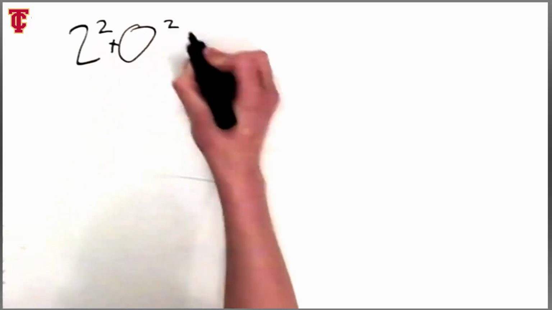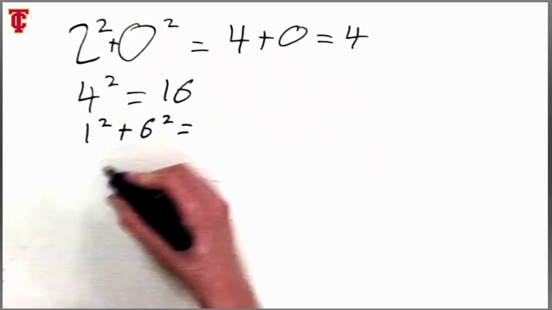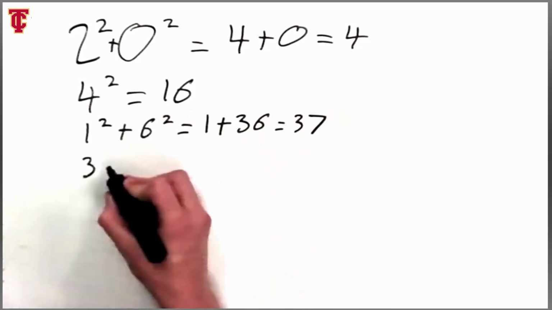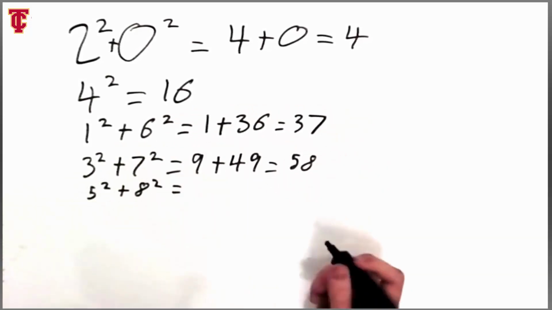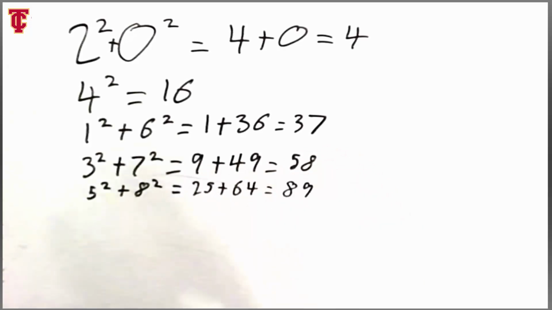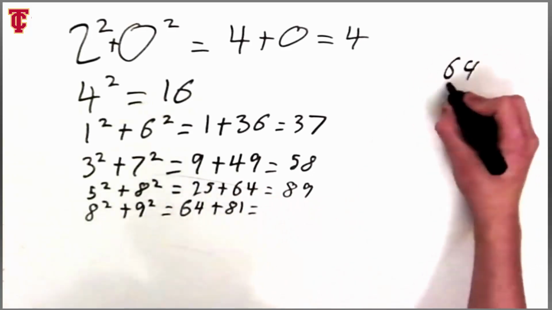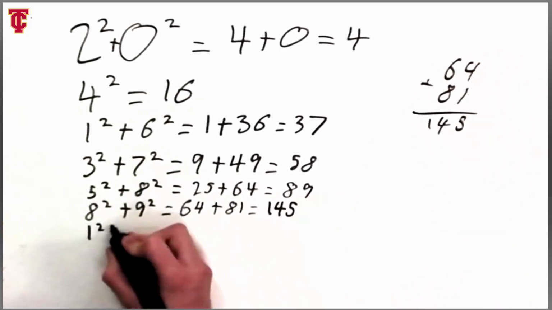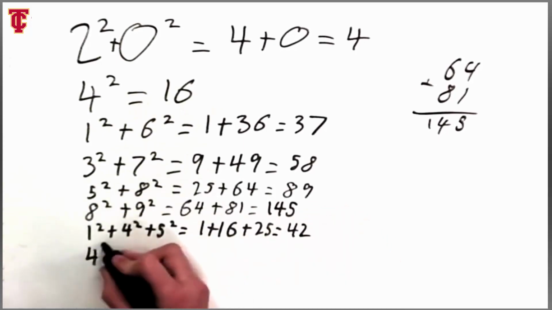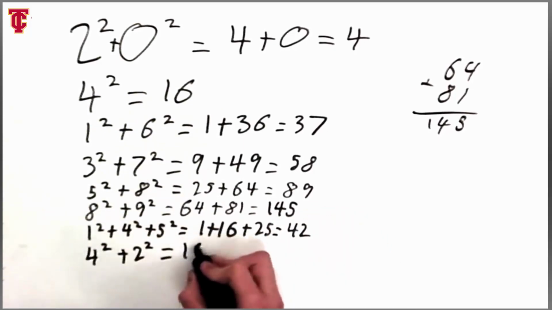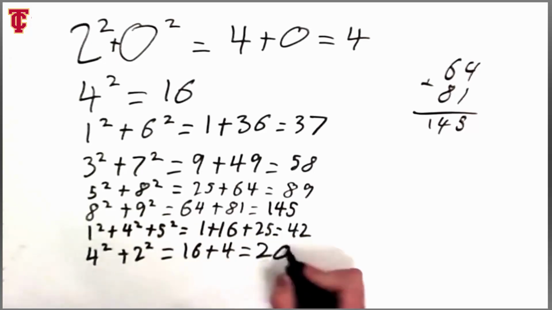So 20, to see if it's happy, would be 2 squared plus 0 squared. I'm just going to quickly go through this. You can slow this down if you want. Basically, it's the same process. The first iteration, we get 16, then 37, then 58, then 89, and then, adding this up together, 145. From 145, we get 42. And for 42, the next iteration, we get 16 plus 4 equals 20.